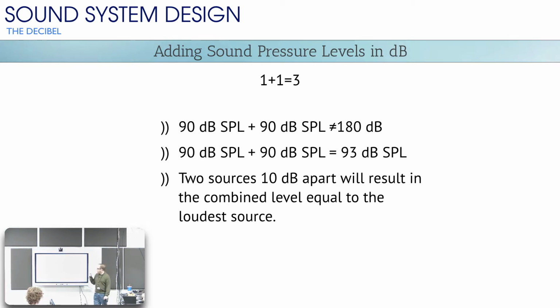So here is another little thing to keep in mind: if you get two sources that are combining 10 dB apart from each other, so maybe one of them is 90 dB, the other is only 80 dB, there is no increase in perceived level. That second thing may as well not even be happening.